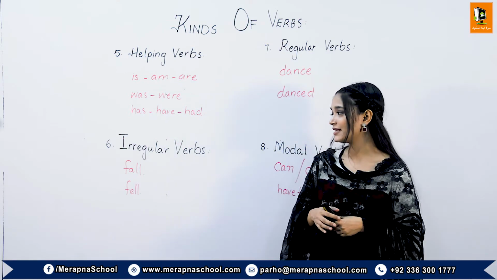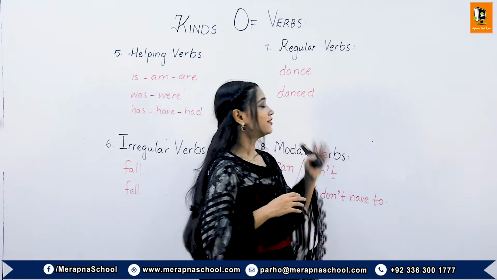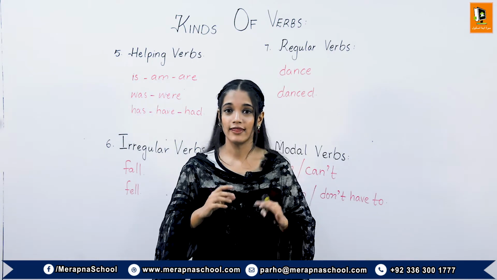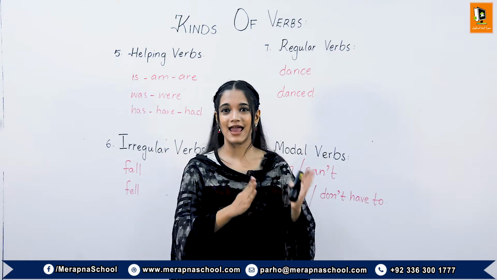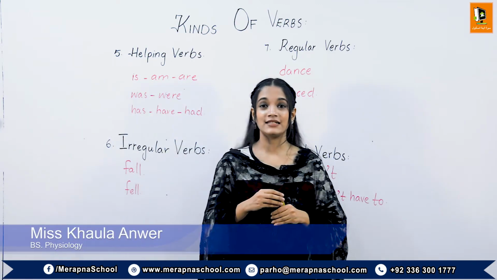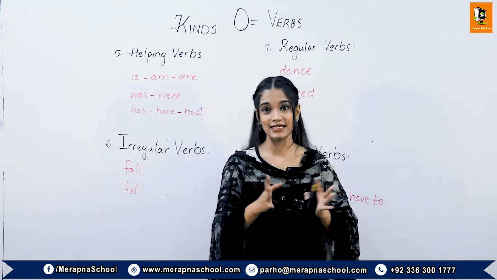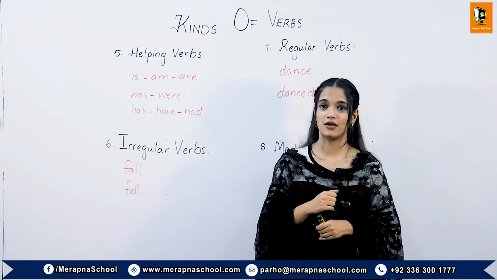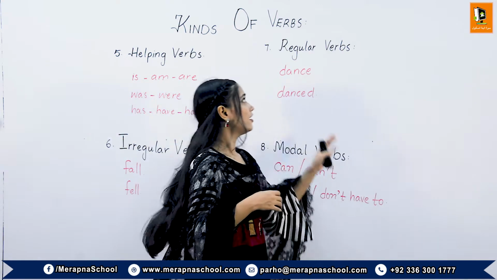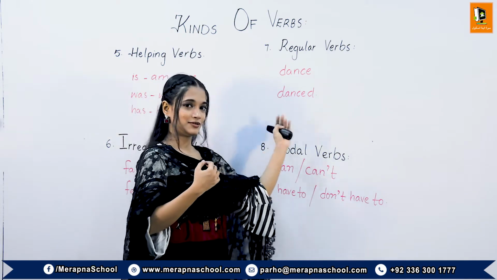Now we have the next kind of verb, regular and irregular verbs. These talk about the past form of the verbs. When the past form is made by adding ed to it, they are the regular verbs. But if they change the spelling, not by adding ed to it, they are the irregular verbs. For example, fall, fell. And for the regular verbs, for example, dance, danced.